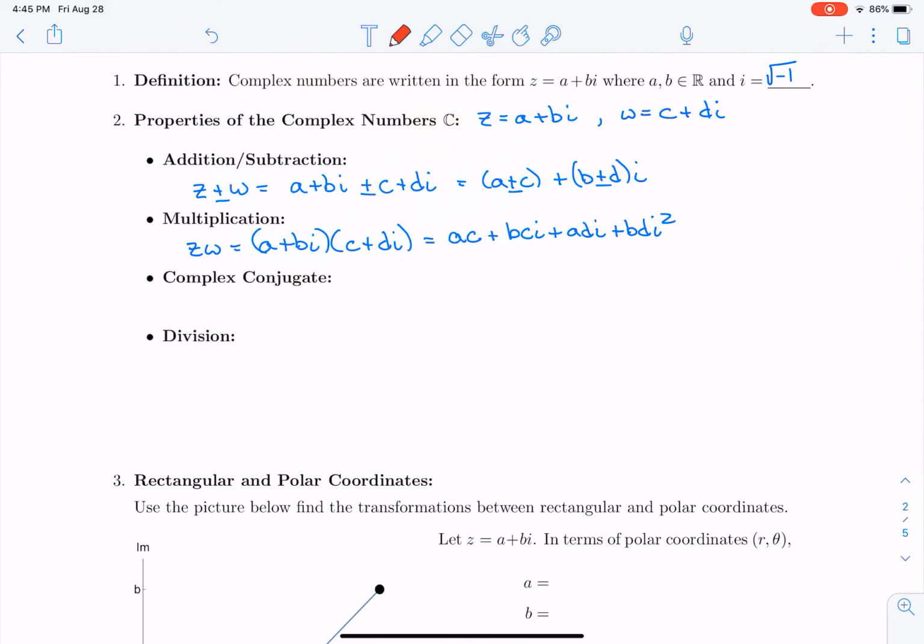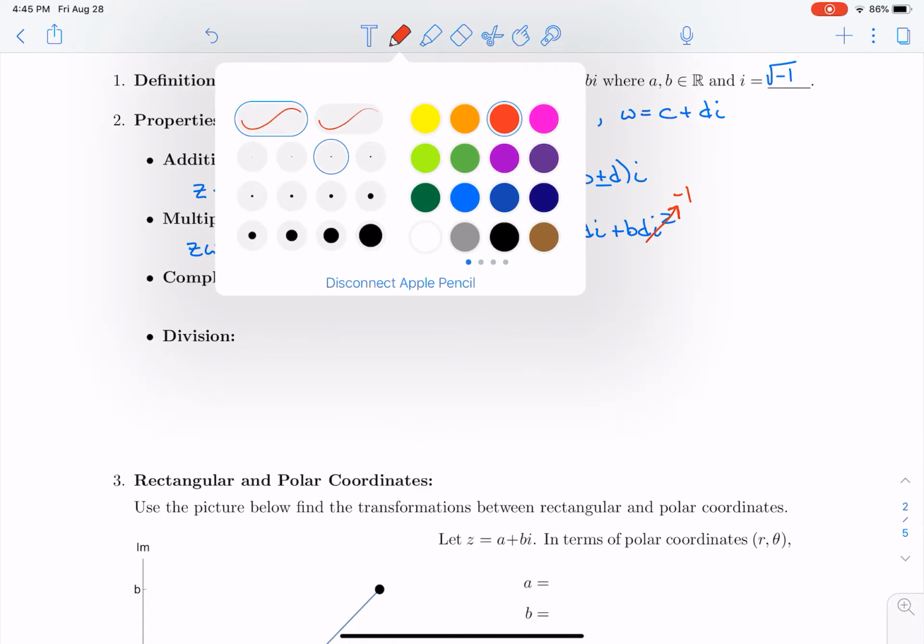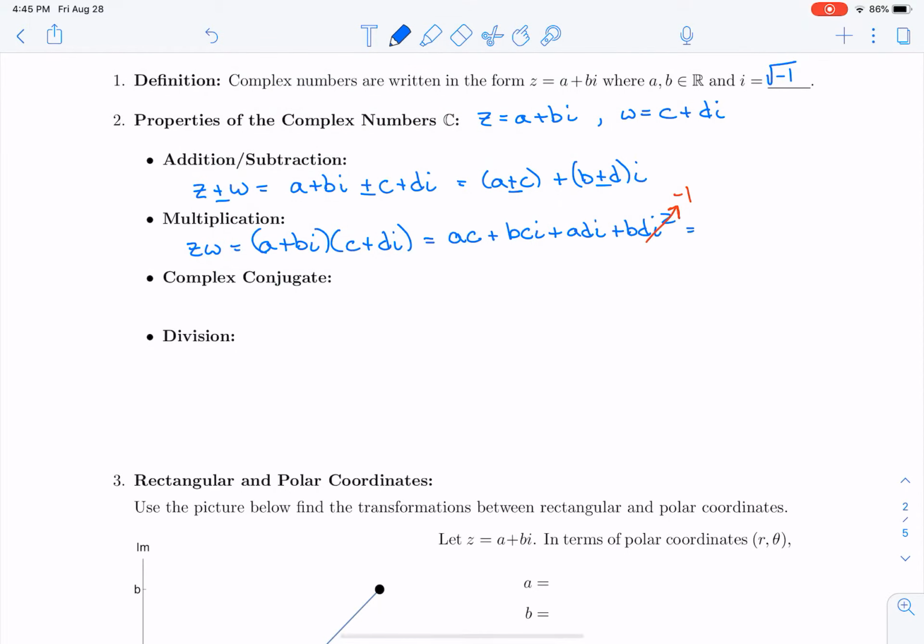And I'm going to recognize that i squared, because i is the square root of minus 1, has to be minus 1. So that means that my number can be written as ac minus bd, and that's the real part, plus bc plus ad times i, and that's the imaginary part. And so I can multiply two complex numbers, and they do meet the criteria of the definition of a complex number.